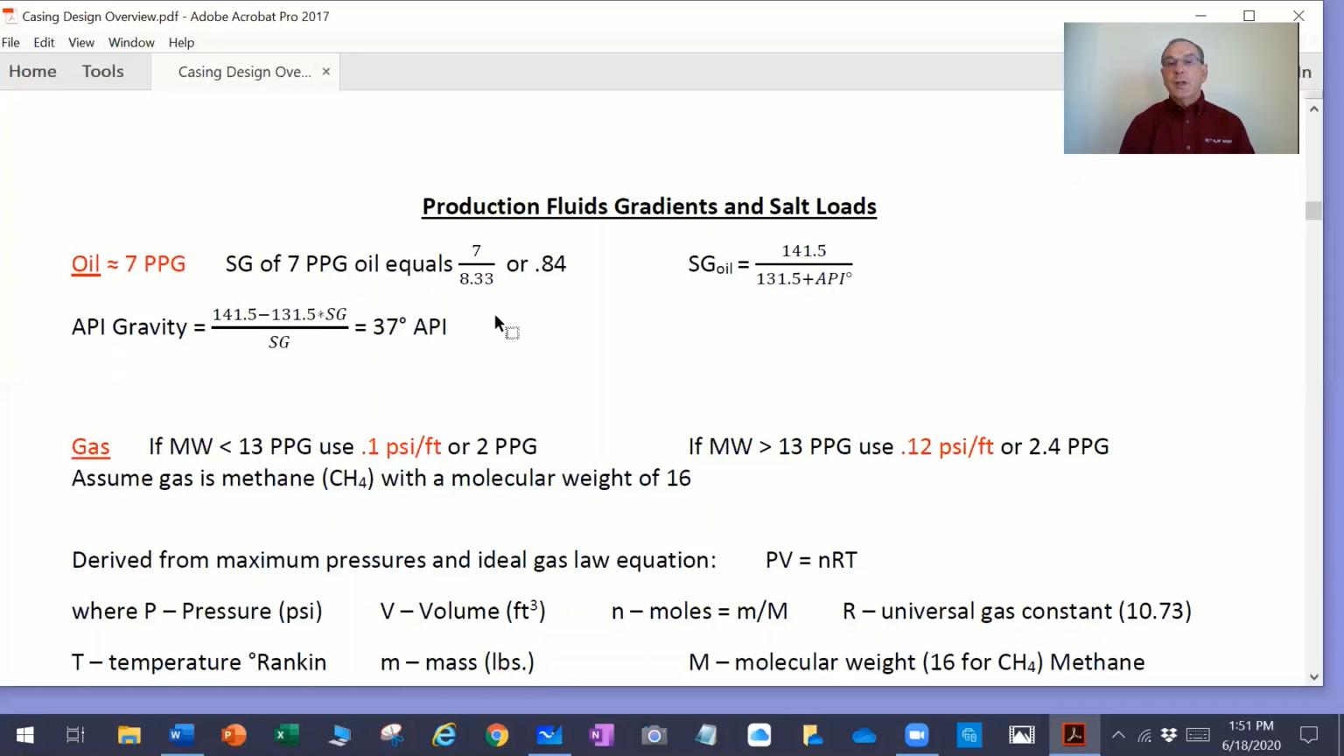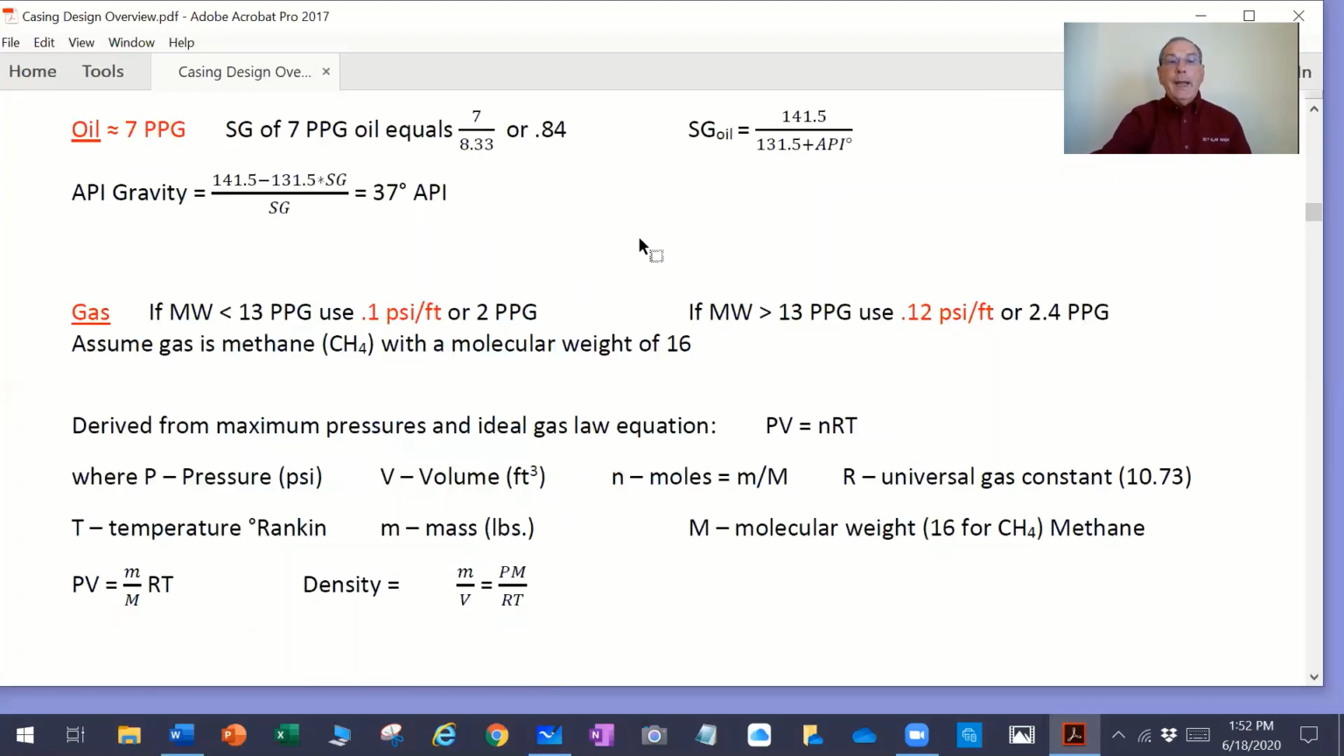Now, the API equation that relates specific gravity to API is this formula: specific gravity equals 141.5 divided by 131.5 plus the API gravity. So it turns out that if we have an oil that's 7 pounds per gallon, which is 0.84 specific gravity, then its API gravity, if we plug into this equation, comes out to about 37 degrees API, which is pretty light oil and pretty typical.